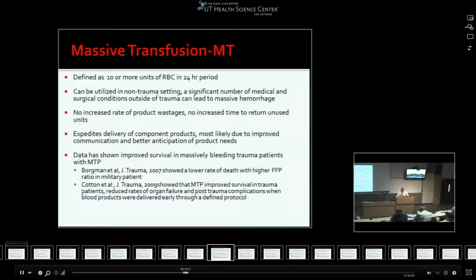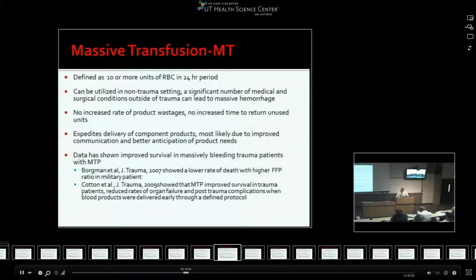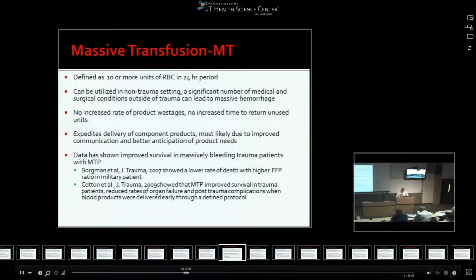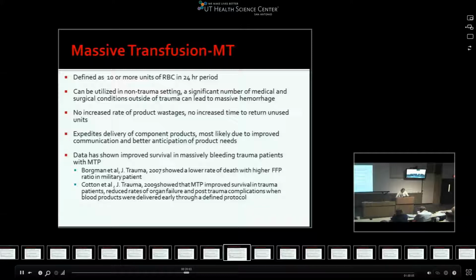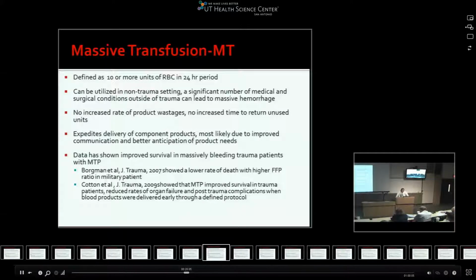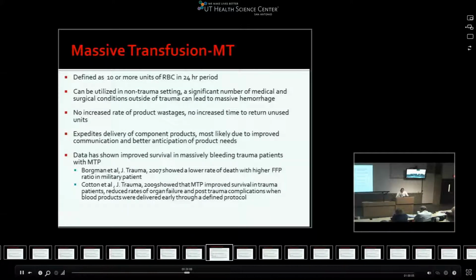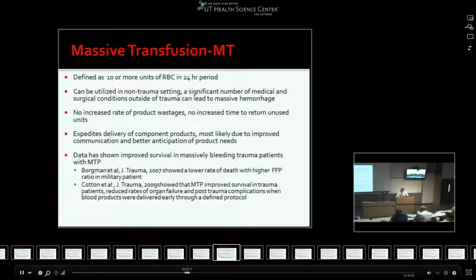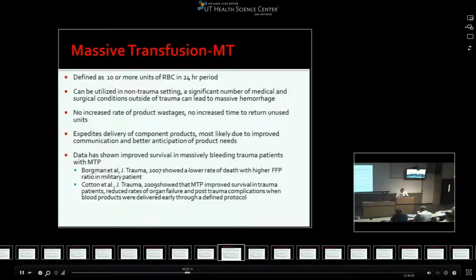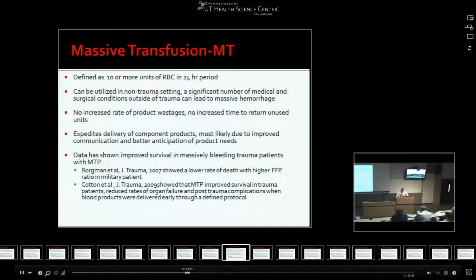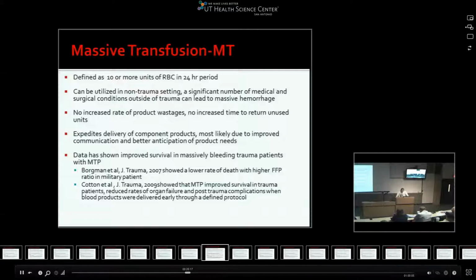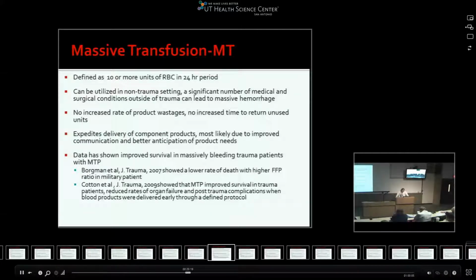With massive transfusion, there was no increased rate of product wastage and no increased time to return unused units found in the literature, and it expedites the delivery of component products, most likely due to improved communication and better anticipation of product needs. And data has shown improved survival in massively bleeding patients who underwent a massive transfusion protocol.